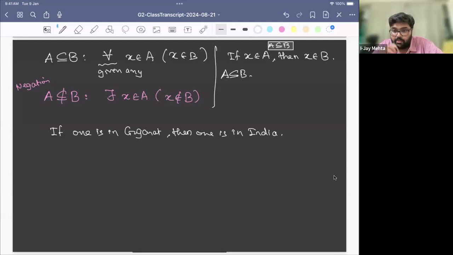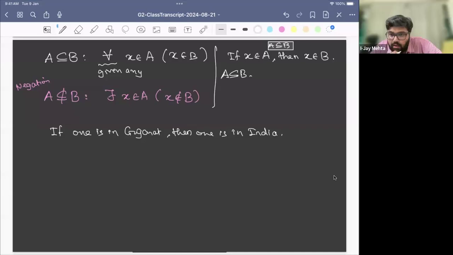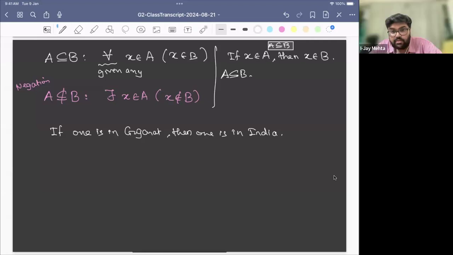Room number 2, Anwar. A intersection B is equal to B. Yeah, that also is fine. But do we take A intersection B? Okay, that's one way. Let's see another. Room number 9, Sakshi. Yes, x belongs to A intersection B. A intersection B. Yes. Okay.